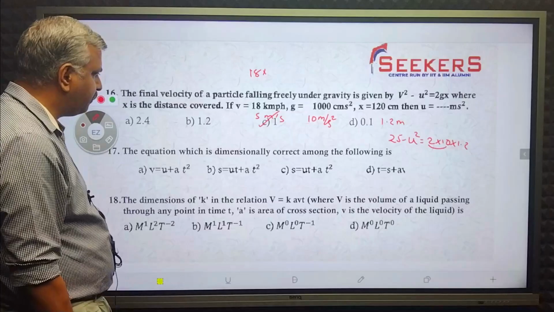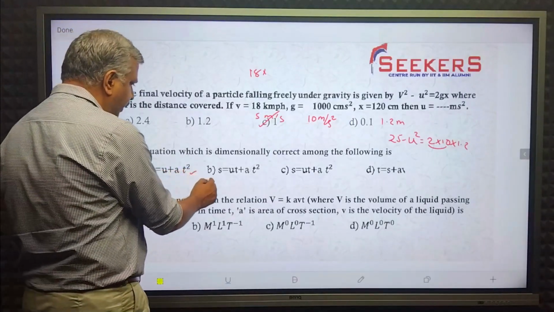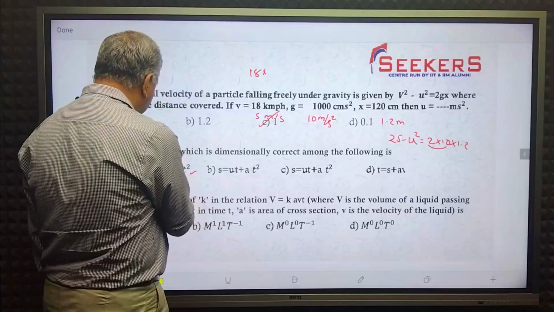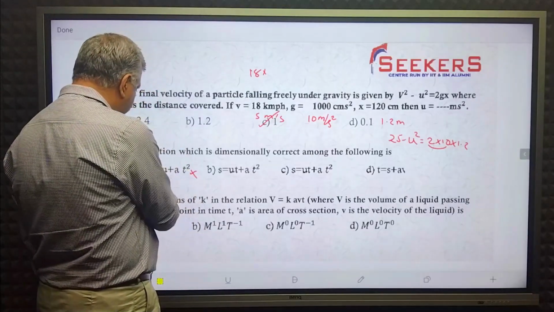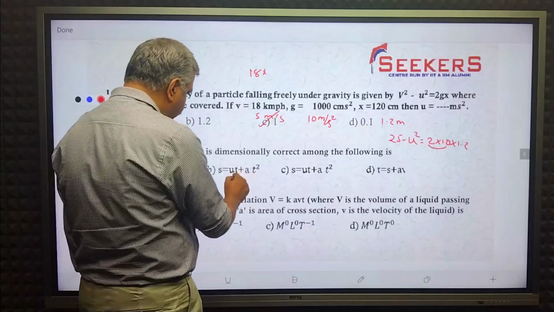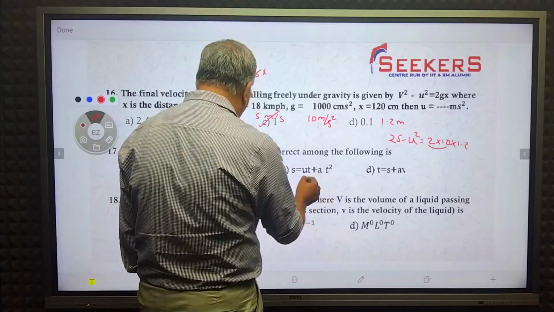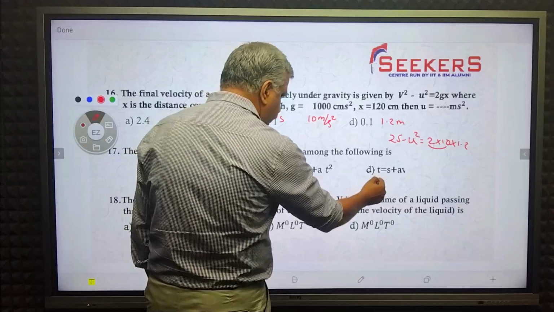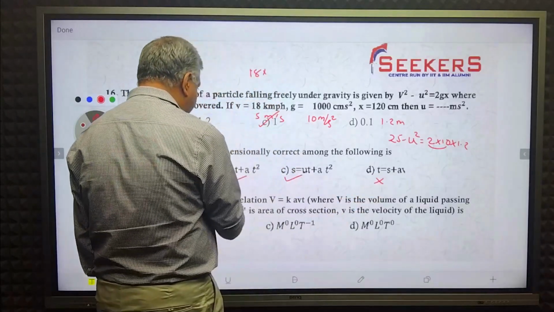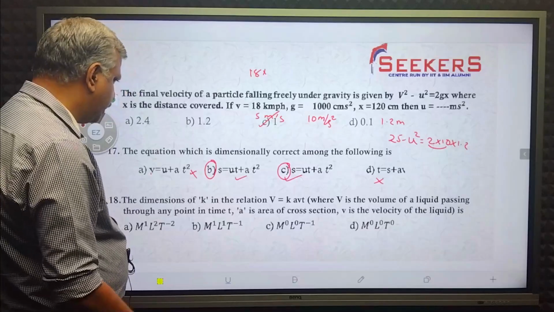The equation which is dimensionally correct among the following: V is equal to U plus at squared is wrong. V is equal to U plus at is correct. S is equal to ut plus half at squared looks correct. S is equal to ut plus at squared is wrong. So any one of B and C could be correct. Both of them are the same, so we can go for either of them.